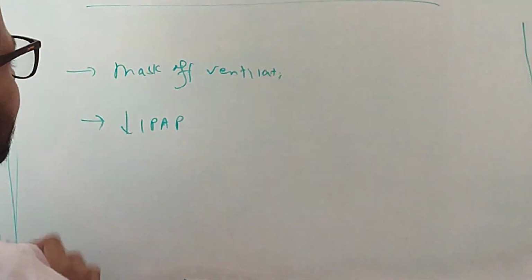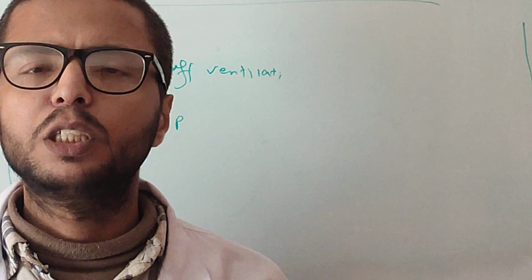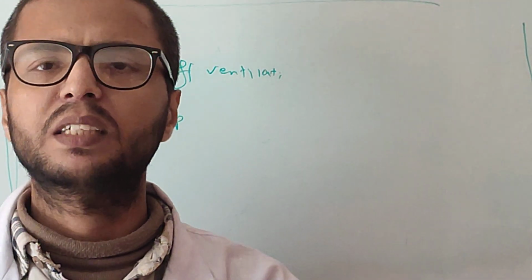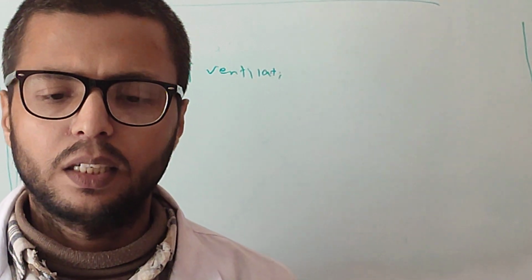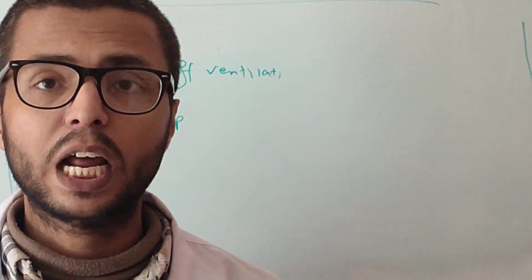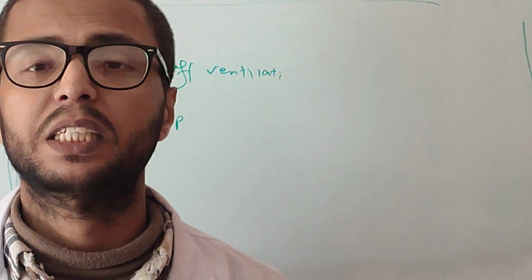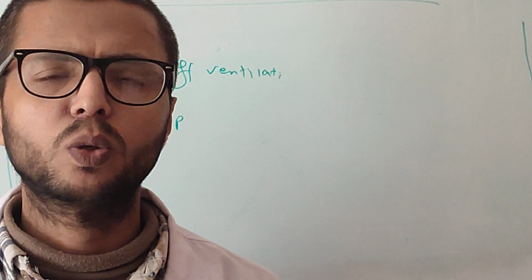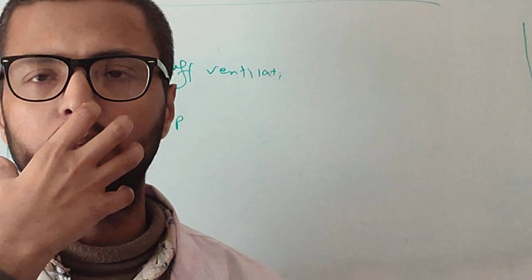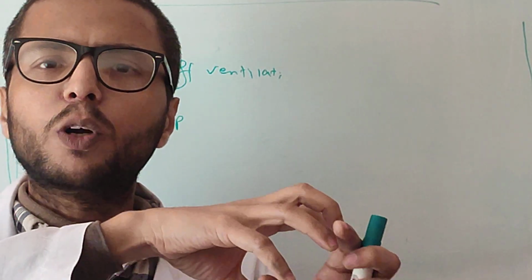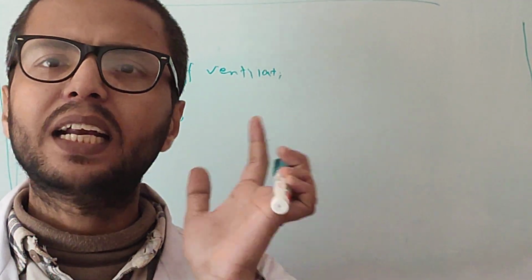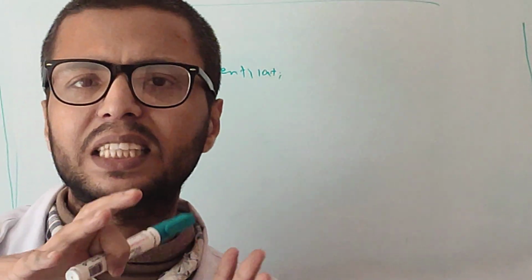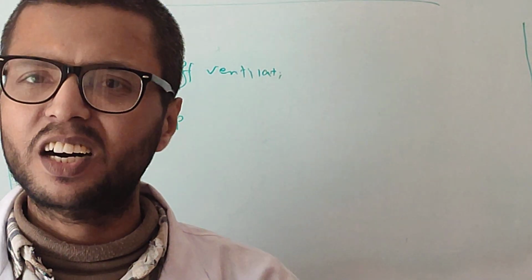Mask off ventilation means that you take off the mask. You remove the interface and let the patient breathe spontaneously. If you see within 1 hour the patient has increased work of breathing, the patient is deteriorating clinically, then you can think that this patient is not improving, and I should again put the interface on. So you take off the mask for some time and let the patient breathe, and sometimes you put on the mask, take off the mask, and this way you do weaning. It is called mask off ventilation.